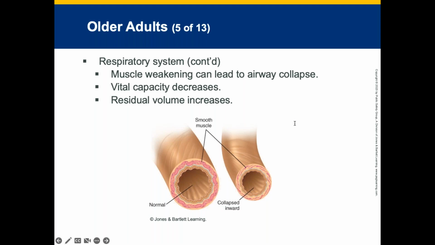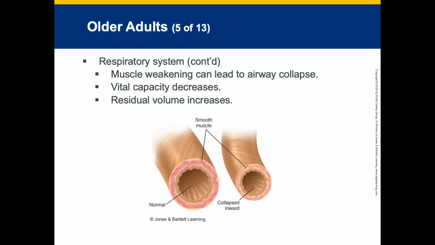So smooth muscle of the lower airway then weakens with age as well, as you can see here in the picture. The smooth muscle in a normal respiratory system, as you can see here, they start collapsing inward, which makes it harder for them to breathe. The vital capacity starts decreasing, residual volume starts increasing. This may result in low flow rates and air trapping as well.